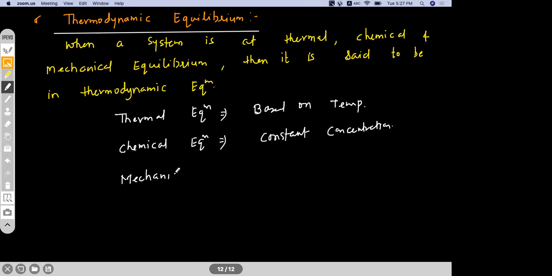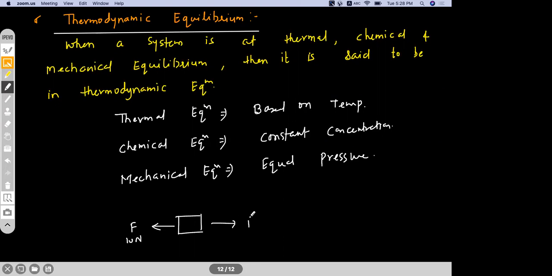Last one is mechanical equilibrium. What is mechanical equilibrium? When we have equal pressure, mechanical equilibrium, you can understand. You have an object like this. And suppose you are trying to pull the object with some force, 10 Newton, and the same amount of force you're applying in the opposite direction, 10 Newton. Then we have equal force in the two directions, equal pressure we have, right? Then this object is said to be in mechanical equilibrium. So when these three equilibriums exist, then the system is said to be in thermodynamic equilibrium. And thermodynamics deals with thermodynamic equilibrium only.